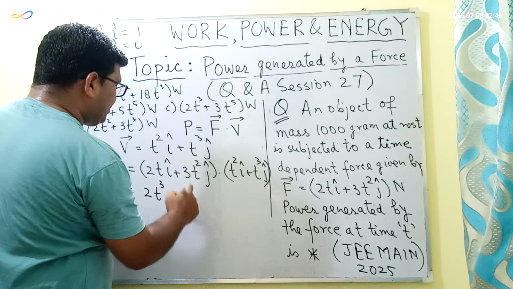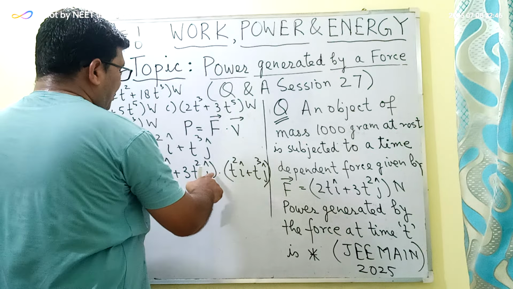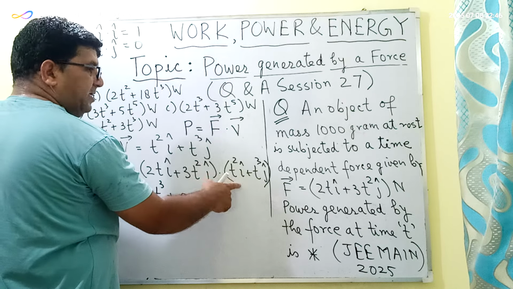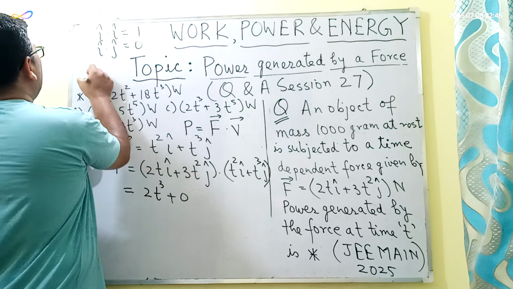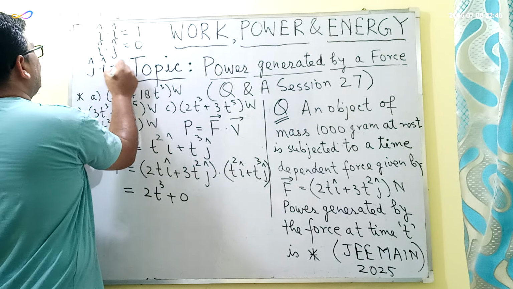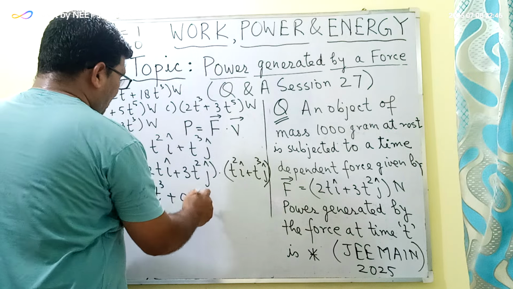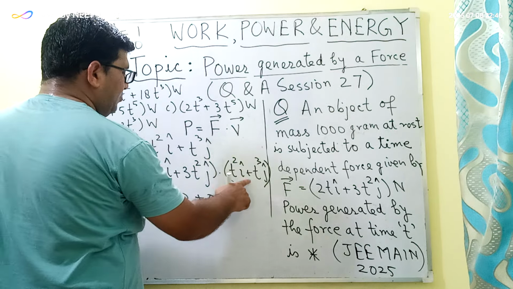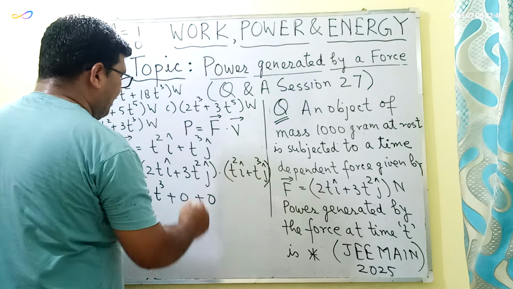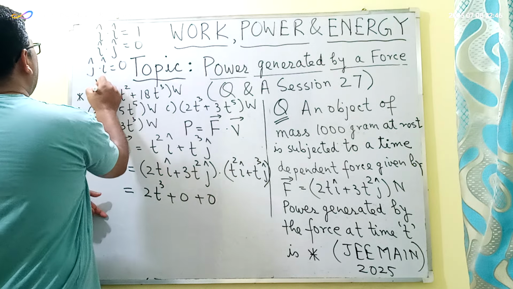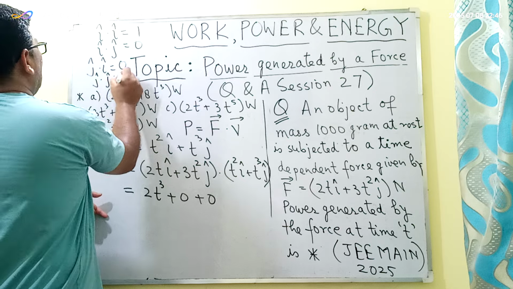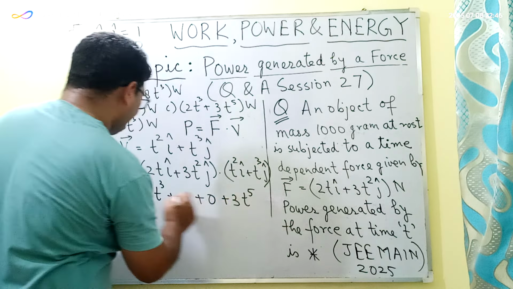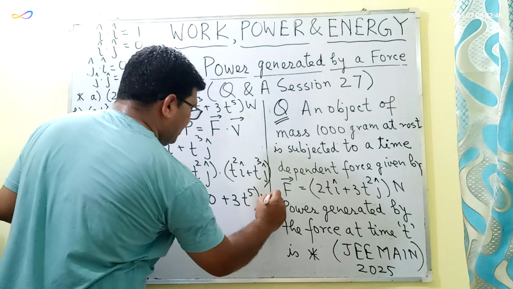Again I will multiply this: 3t square j cap dot t square i cap. Here j cap dot i cap is also equal to 0, so plus 0. And 3t square j cap dot t cube j cap: j cap dot j cap is equal to 1, so I will get plus 3t^5. And this will be in watts.